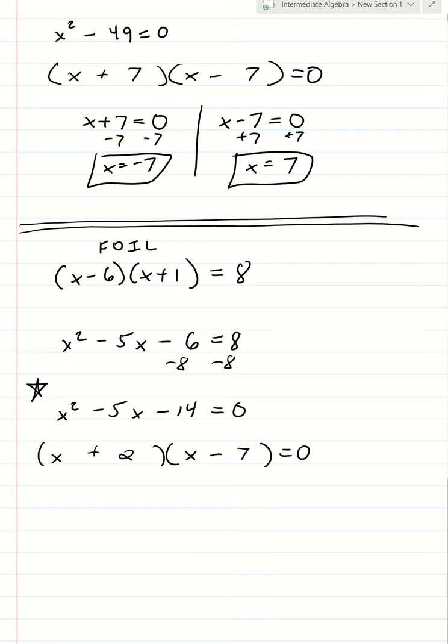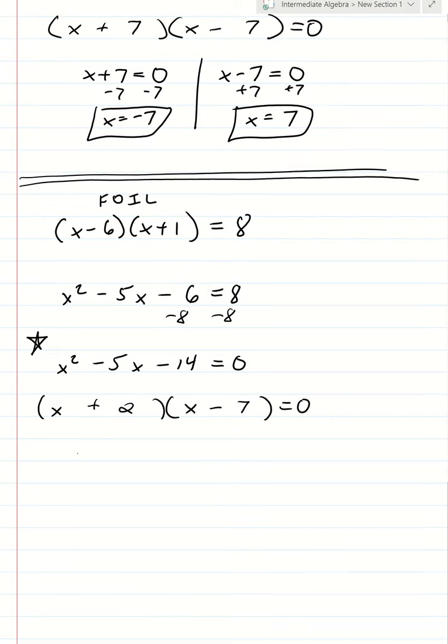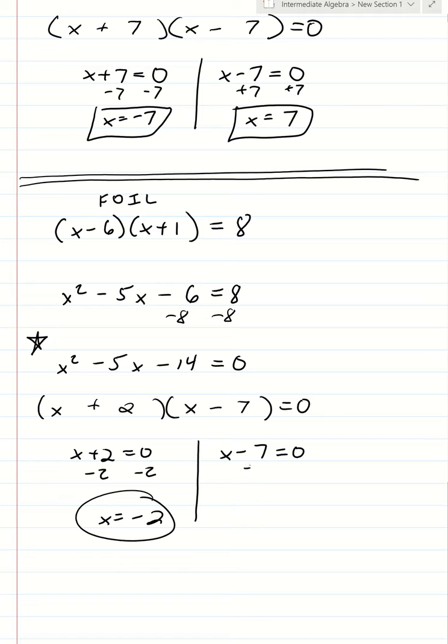It's at this point where the zero product property applies. So I'm going to set x plus 2 equal to 0, as well as x minus 7 equal to 0. By subtracting 2 on both sides, we get the first solution of negative 2. By adding the 7 over on both sides, we get our second solution of 7. So that one wasn't too bad. Okay, just required a bit more steps.